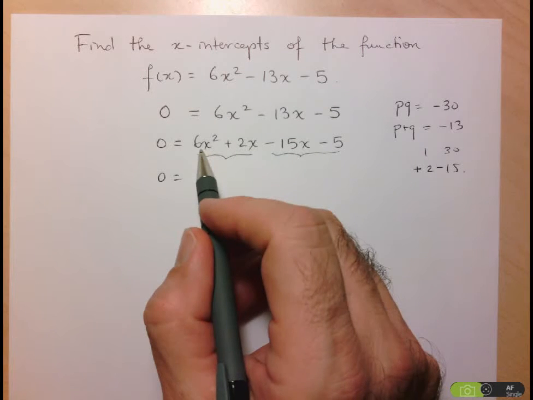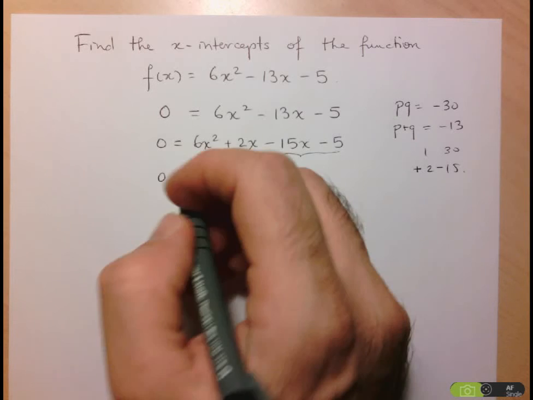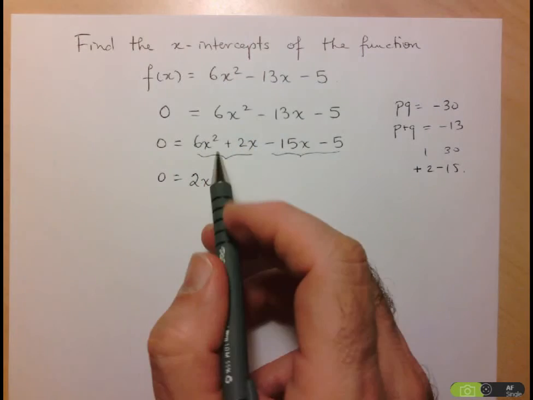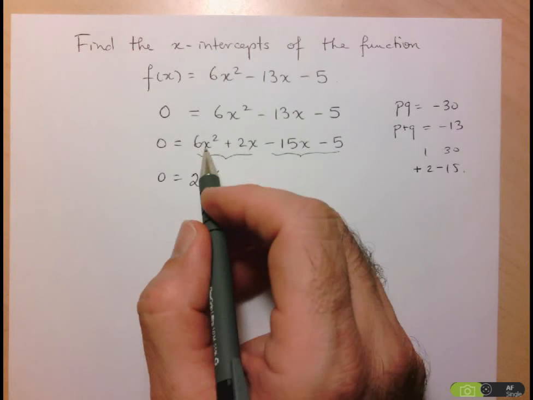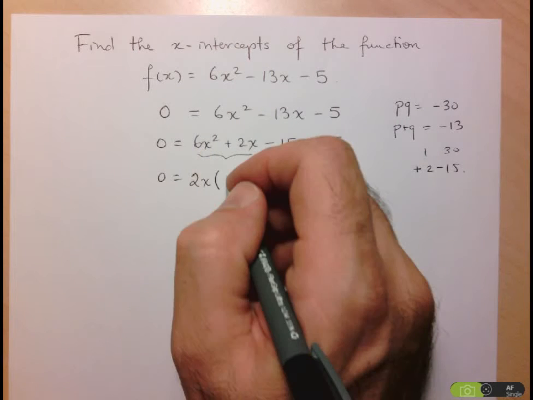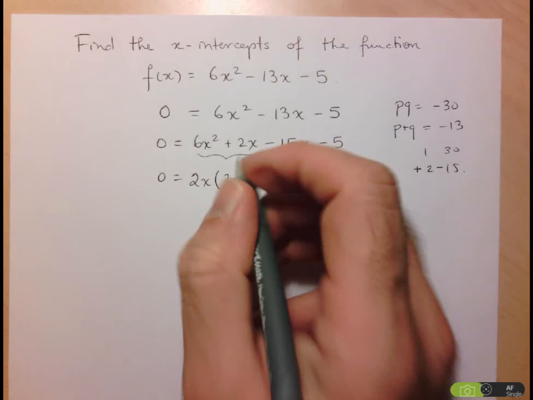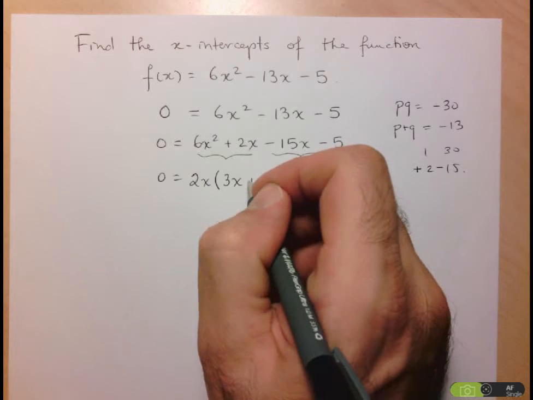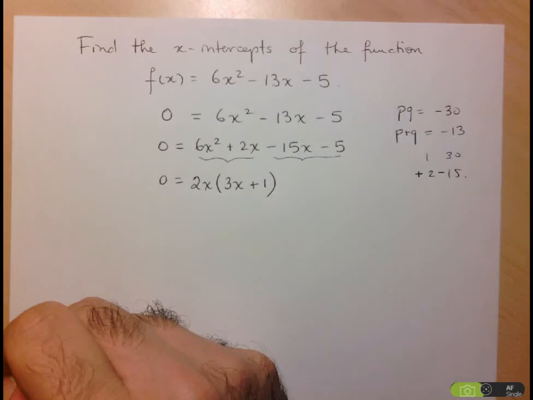So here we look at 6x squared and 2x. The common factor would be 2x. Okay, let's factor that out. So what am I left with? Well, I'm left with 1x, and 6 divided by 2 is 3. So I'm left with 3x, and here for 2x, I've taken out both the x and the 2, so I'm just left with plus 1.